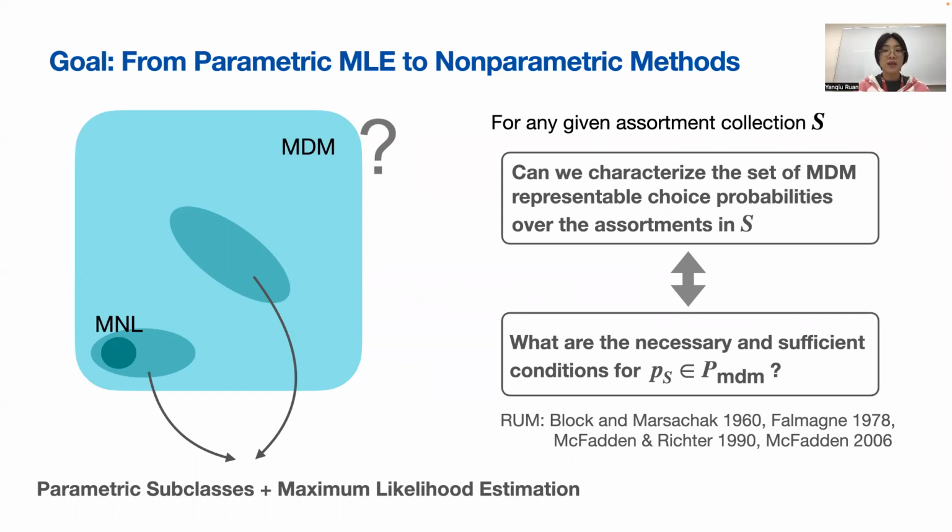Our goal is to develop non-parametric methods for estimation, allowing one to leverage the full modeling power of the MDM family. To study this problem, we begin with studying the characterization of the MDM representable choice probabilities across the given assortment collection. Equivalently, the necessary and sufficient conditions for the choice data to be representable by MDM. Similar studies have been done for RUM. The representability conditions for RUM have attracted attention from economics for decades, back to the 1960s.